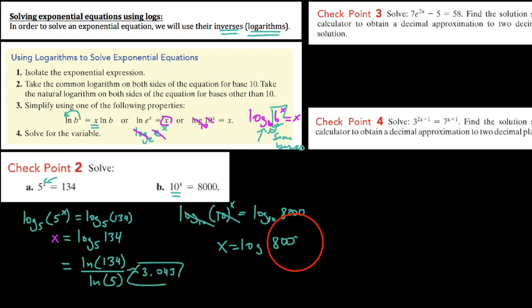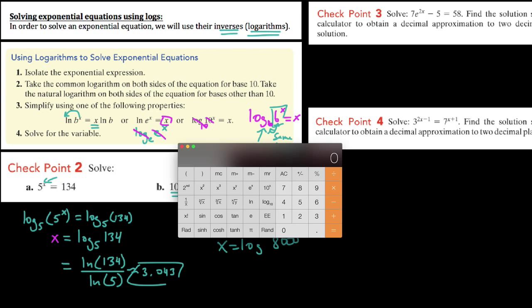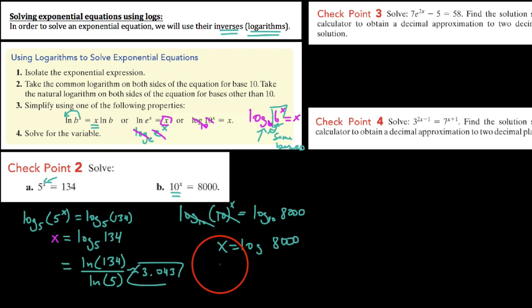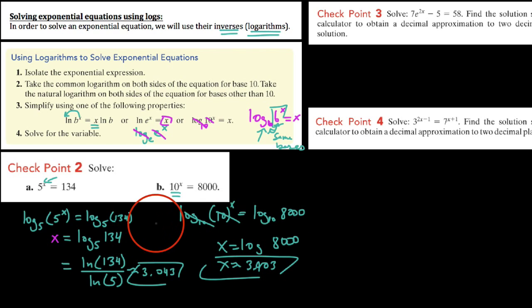I'm not going to write base 10 this time because it is absolutely a common log. And if I were to type in 8,000, there's my log base 10 button. We have about 3.903. So x is approximately 3.903. So you can see how logs come in handy to undo exponential expressions by canceling them out.